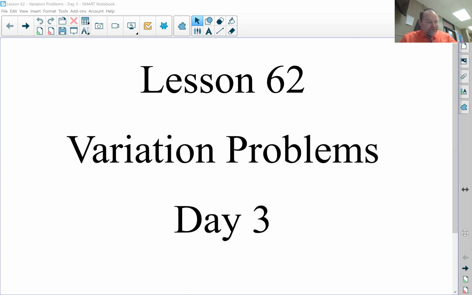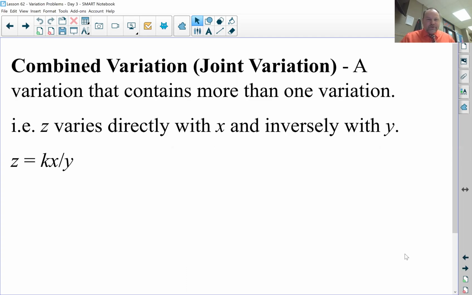And as you can tell, probably by looking at your book, we're almost done with this book, which is awesome. So we will keep moving forward. All right, so last week we talked about direct variation on Thursday and inverse variation on Friday. So today we're going to talk about combined variation.